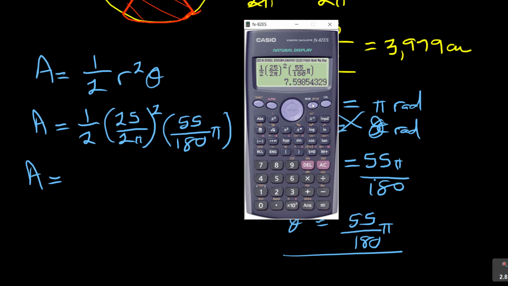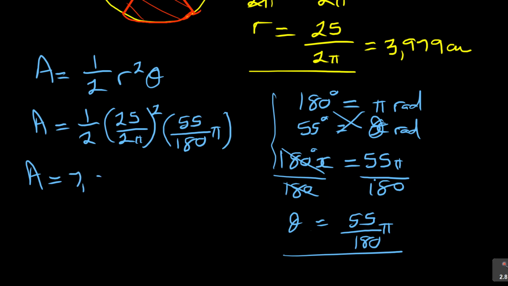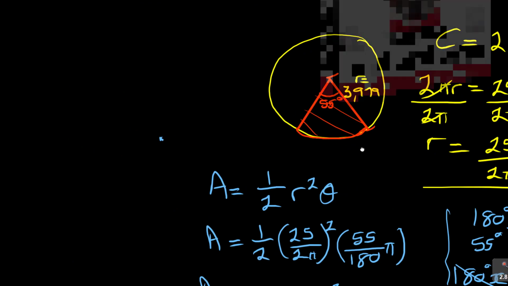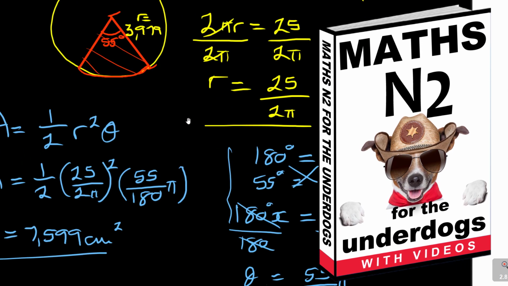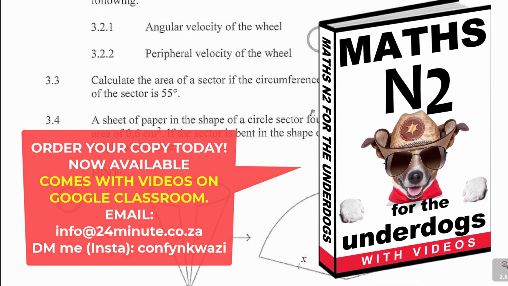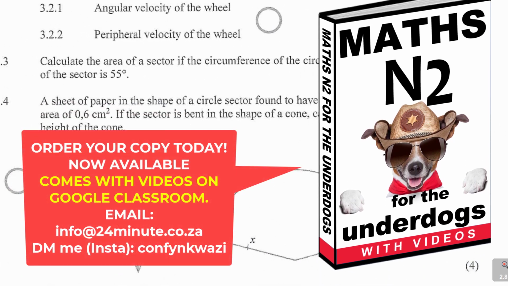7,5985. Shift setup 6, then 3 decimal places, 7,599 centimeters squared. That was one way. I think let's look at the other way to see if it was possible. Okay, but that was the answer. This one, that was the best one to work on like that. Let me not take this further because of time. So you get what? 5 marks.